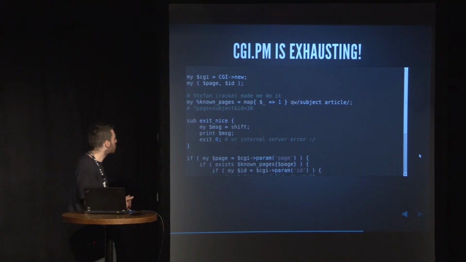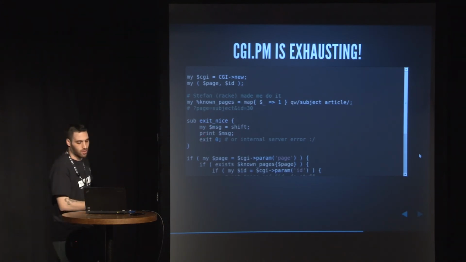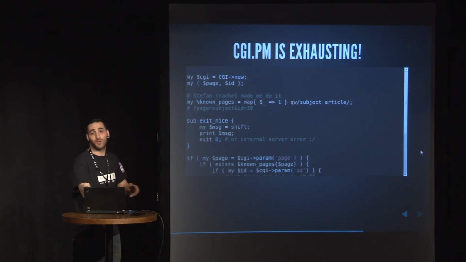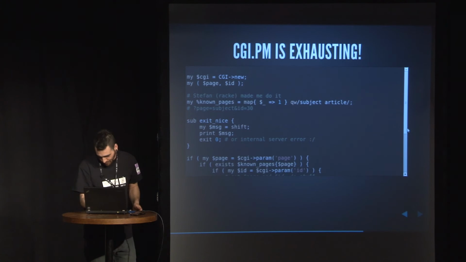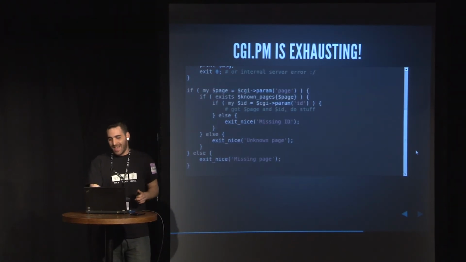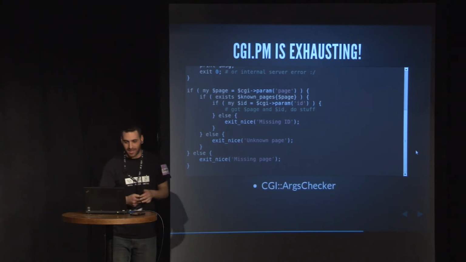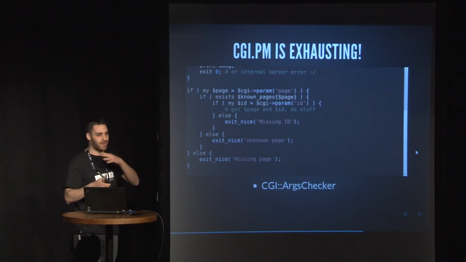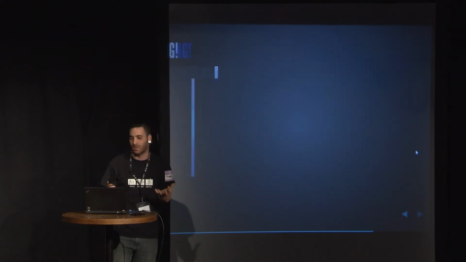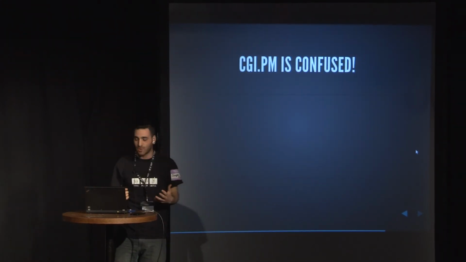This is a bit cleaner, where you have exit nice, and then you call exit nice. Has anyone ever written this stupid subroutine using CGI.pm? You can raise your hand. You can hide in the shadows. It's fine too. Okay. So there's CGI::Args::Checker, and I think a few other people tried to fix it, and there's just no way around this.